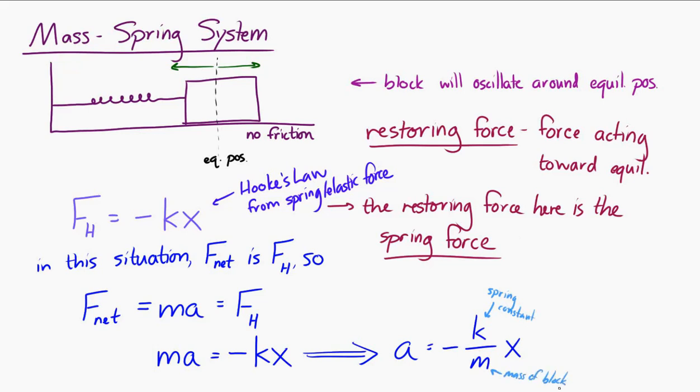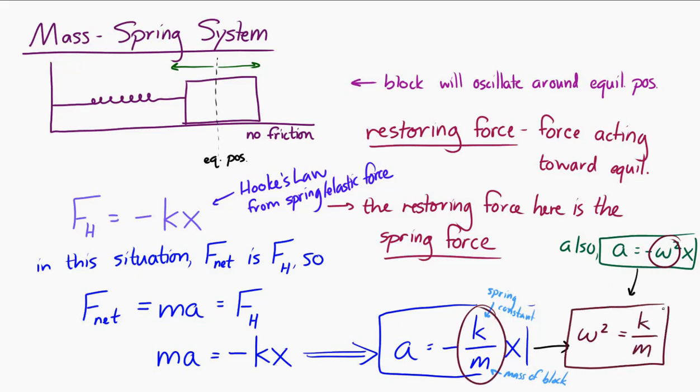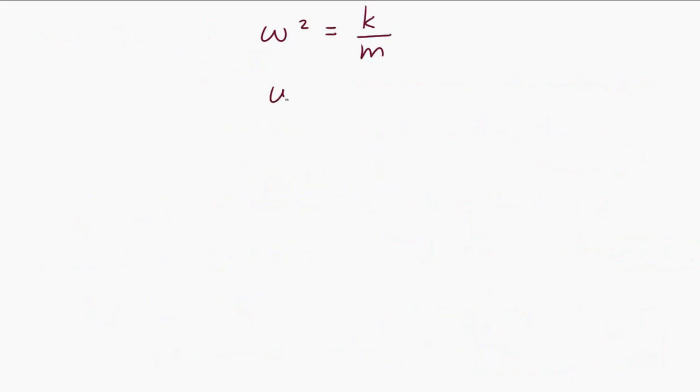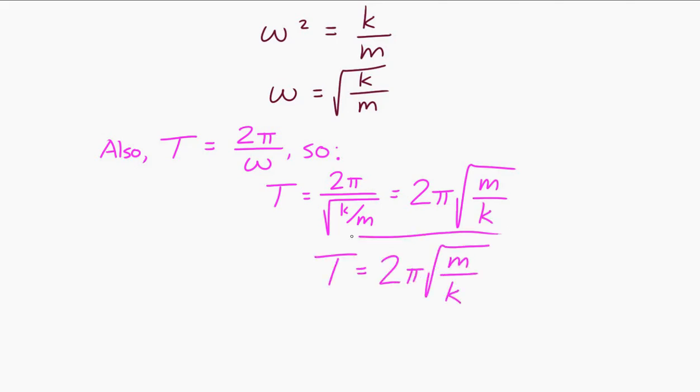Now, we also know for simple harmonic motion, the acceleration is equal to the negative of the angular velocity squared times the displacement. So if we compare these two equations, we can see that the angular velocity squared equals k over m. Or, go a step further, the angular velocity is equal to the square root of k over m. Now also, we have a relationship between angular velocity and period. The period is equal to 2 pi over the angular velocity. So, the period is equal to 2 pi over the square root of k over m. Or, rearranging it, the period is equal to 2 pi times the square root of m over k.